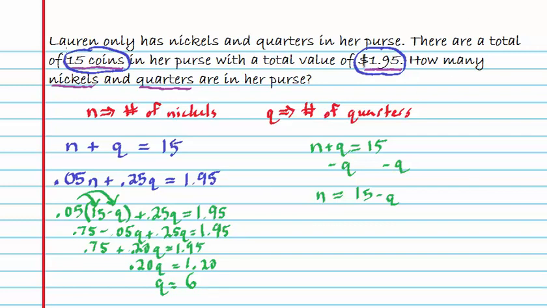And then my final step, we want to figure out how many nickels and quarters we have. So I just need to come over here to the right side, where I've already solved for n. Now I know that I have 6 quarters. So the number of nickels is 15 minus 6 equals 9. So I have 9 nickels. My final answer is Lauren has 6 quarters and 9 nickels.